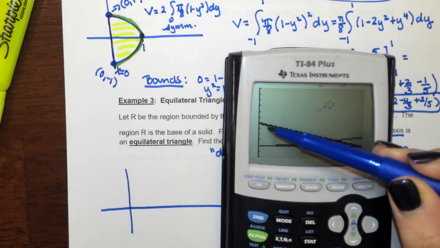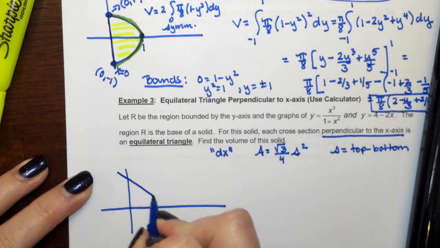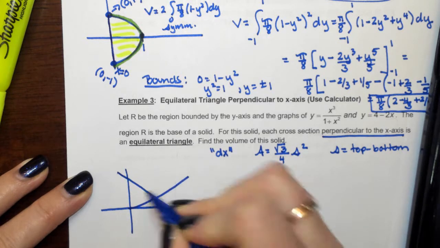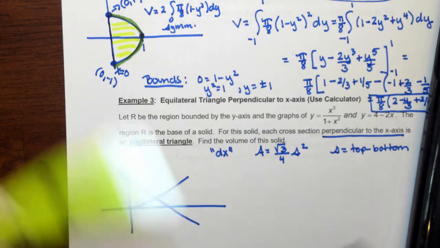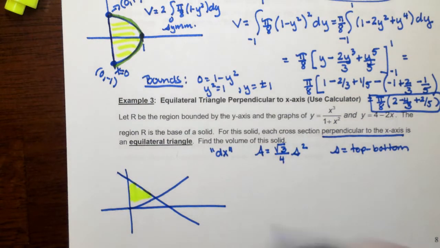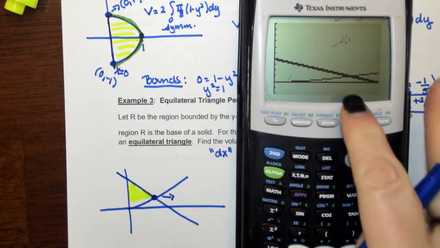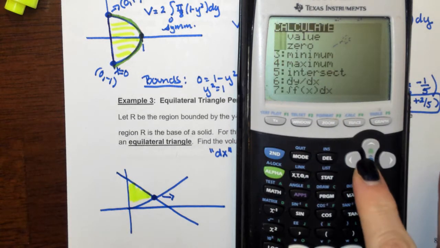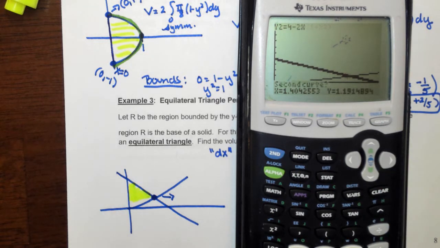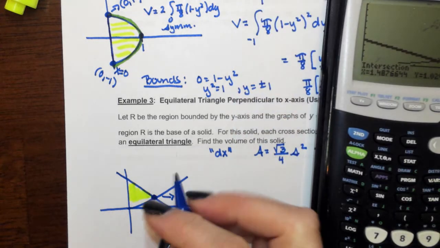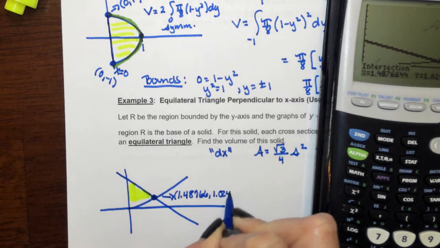So here's the region I'm going to calculate right in there. So I'm just going to do a sketch. So again, I'm going to calculate the volume right in there. To find my bounds, I am going to have to find the point of intersection. And again, it's a calculator question, so I can find my point of intersection. So I have 1.48766, 1.0246.